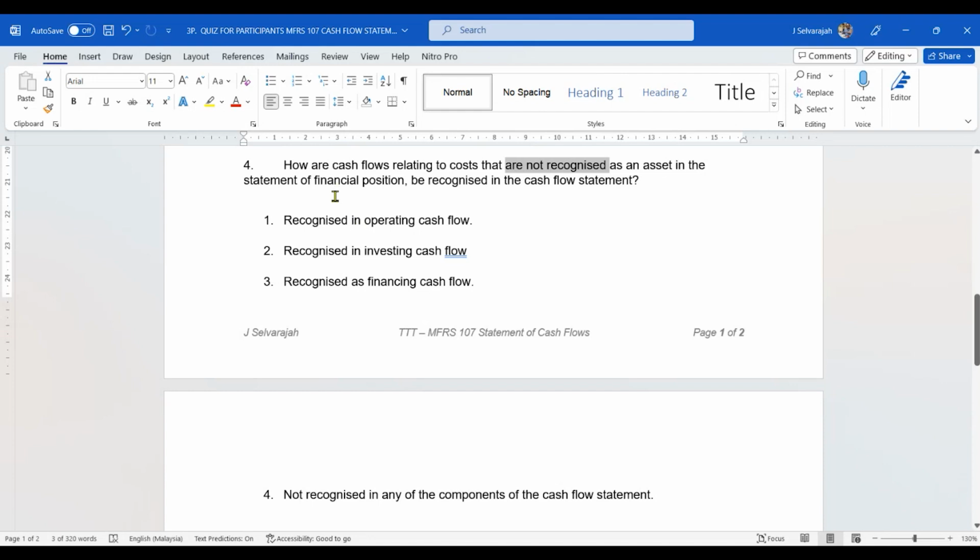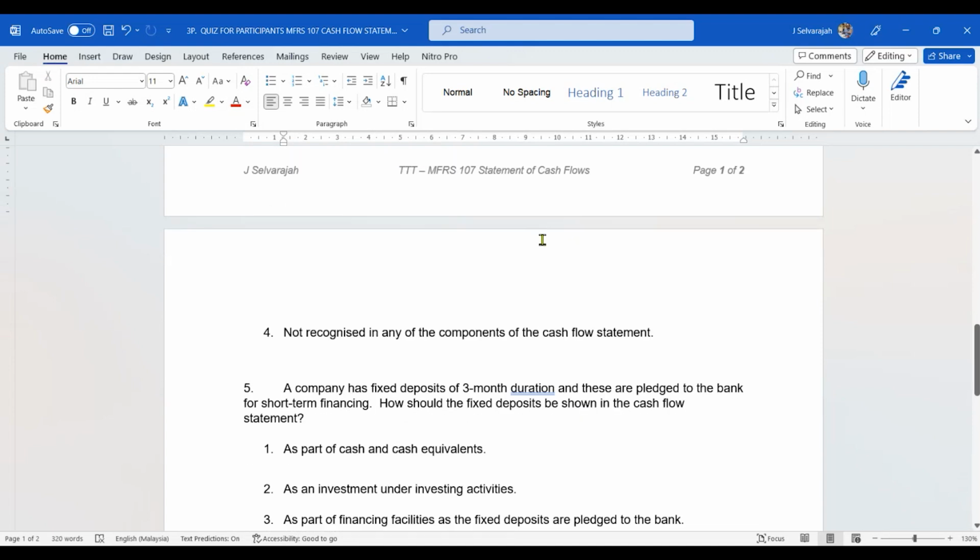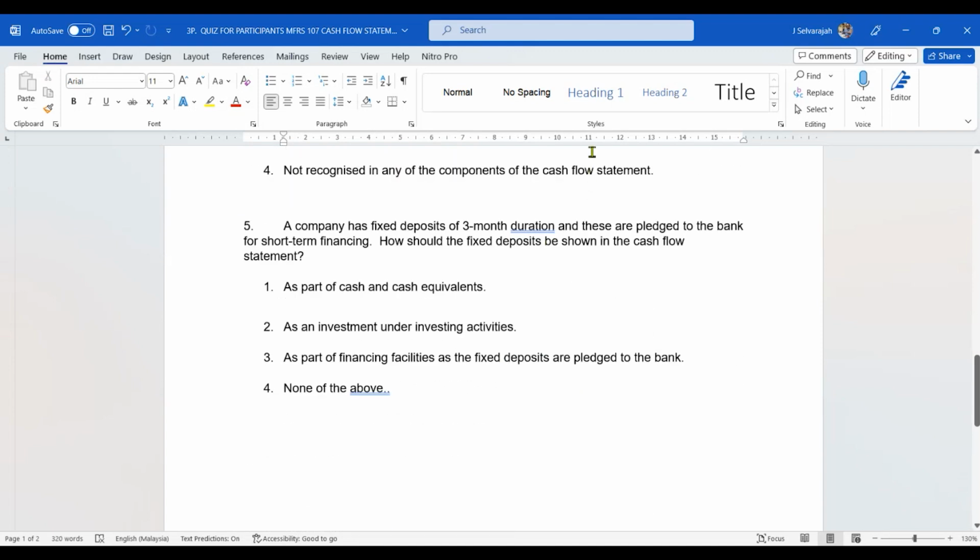That means it is an expense. It's a cash flow relating to an expense, so it goes into operating cash flow. All right, simple. So the answer is correct. Most of you, in fact all of you other than a few, may be a little bit confused. Not to worry. And the last question for the day: a company has a fixed deposit of 3-month duration.